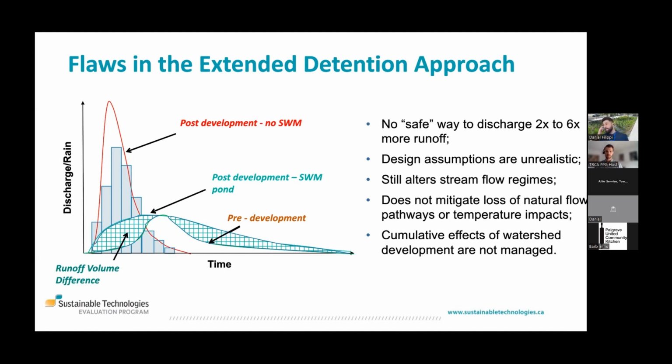Design assumptions aren't always going to be realistic. You're still going to have flow regimes affected within your streams. We're trying to mitigate loss of natural flow pathways. There's going to be cumulative effects of watershed development that aren't always going to be managed. The way we want to address this area between that hasn't been managed before, we really think this is an opportunity for both green stormwater infrastructure and low impact developments.